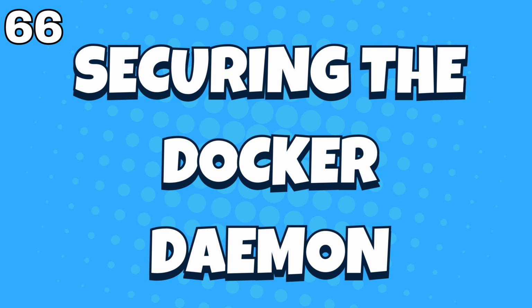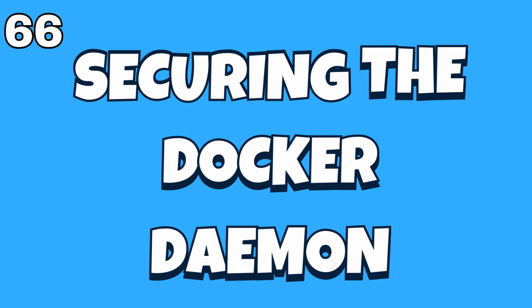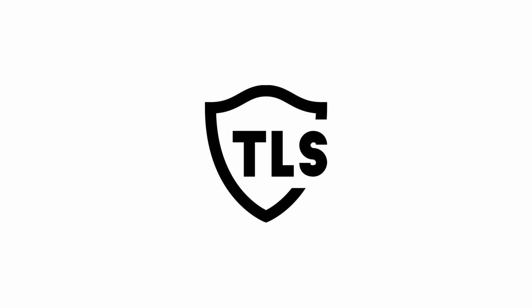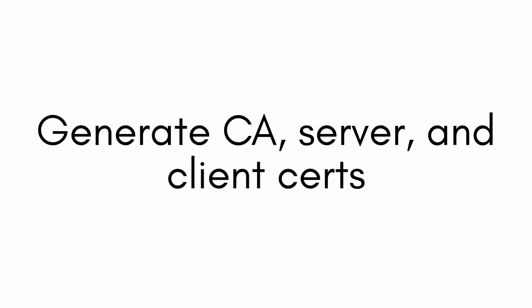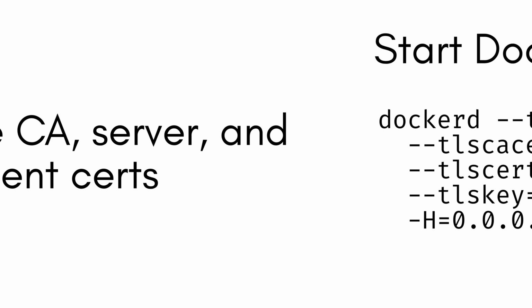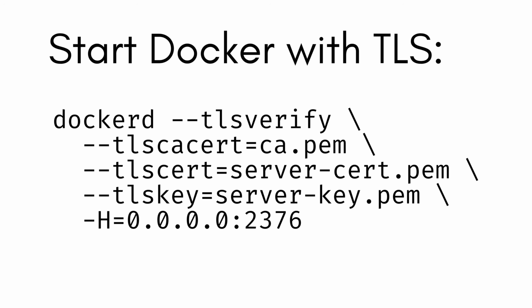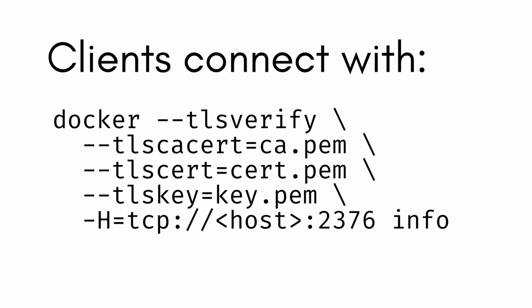Exposing the Docker daemon over TCP without security is a recipe for disaster. Always secure it with TLS certificates. First, generate CA, server, and client certs. Start Docker with TLS using the following command, and then the clients connect with this command. Without TLS, anyone could own your system in seconds.